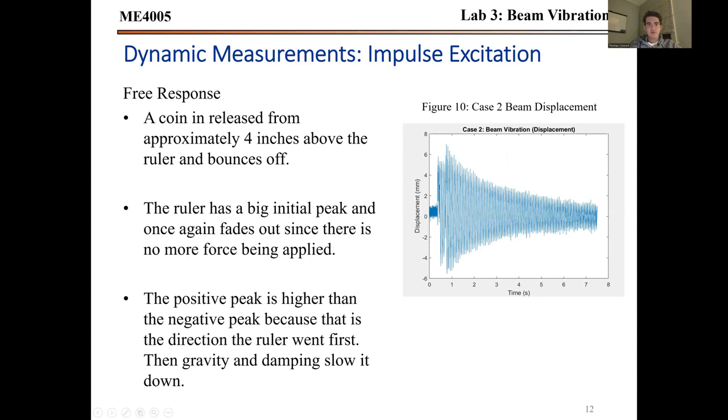Here is case two. A coin is released from approximately 4 inches above the ruler and bounces off. The ruler has a big initial peak and then also fades out. It has a positive higher peak first because that was the direction of the ruler at the first drop.